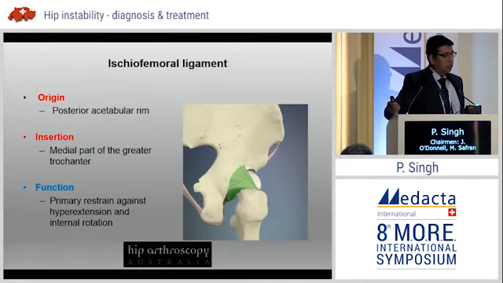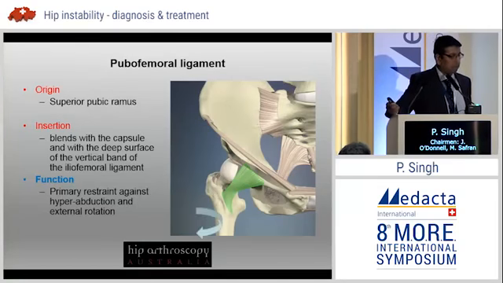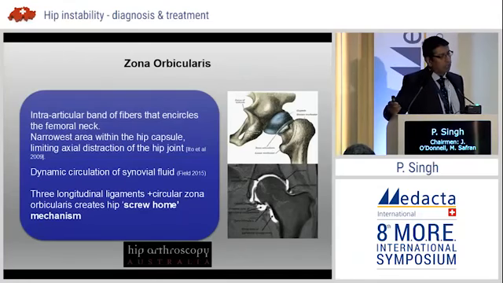The ischiofemoral ligament, we know, is a primary restraint against hyperextension and internal rotation. And we know the pubofemoral ligament blends into the iliofemoral ligament medially and is a primary restraint against hyperabduction and external rotation. What about the zona orbicularis? This is the intra-articular element of the hip capsule, and we know it's the narrowest area within the hip capsule, and it limits axial distraction. We also know the zona plays a role in the dynamic circulation of the synovial fluid, and you can read more about that from Richard Field's paper that was recently published.